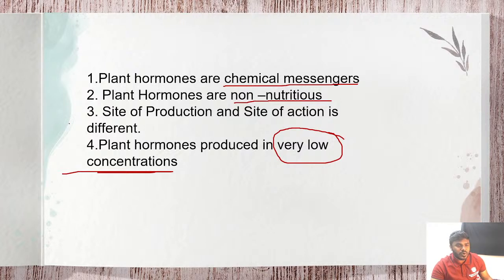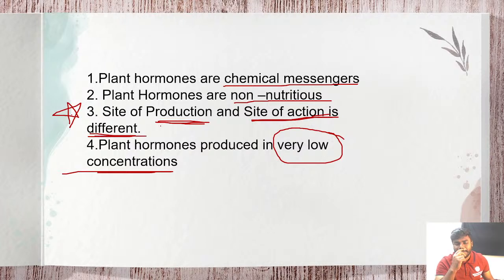And one of the most significant points I want every one of you to remember for the exam is that site of production and site of action are entirely different. Friends, what is the difference here? What is the meaning of this point? Site of production and site of action are different, which means, everyone understand: hormone is produced at one area, but friends, the hormone is going to show its action in another area.